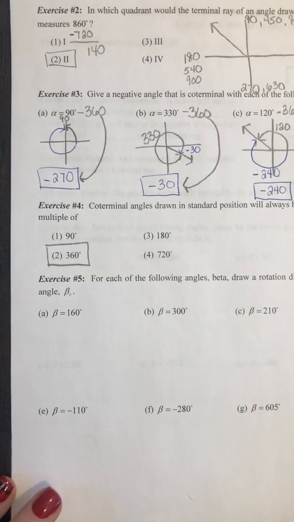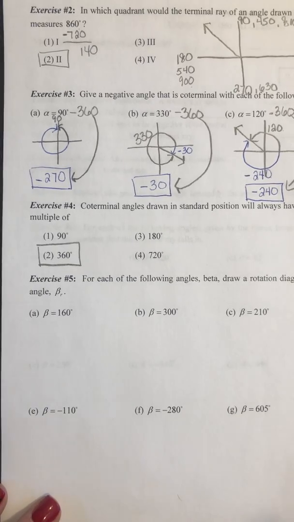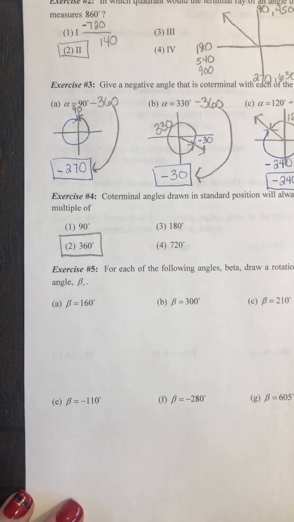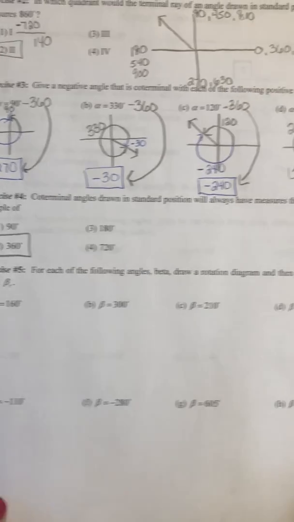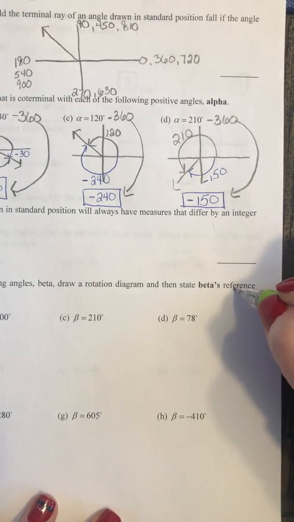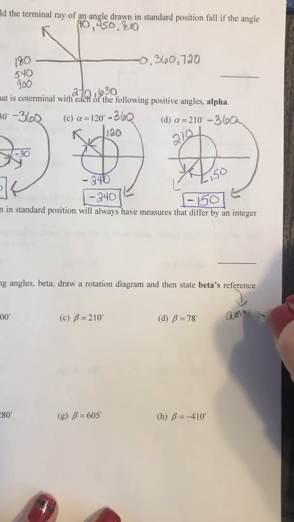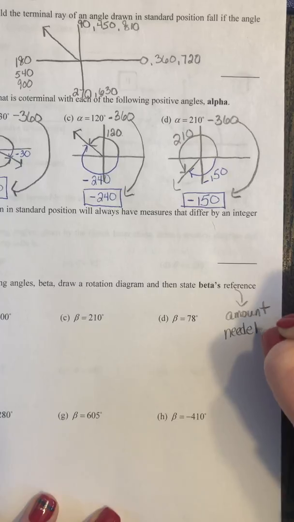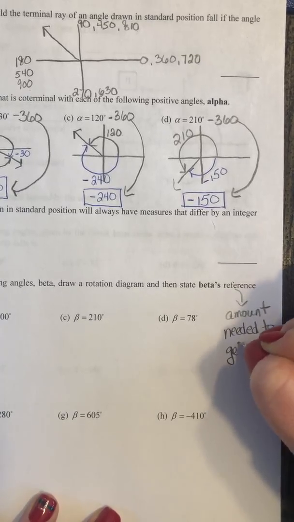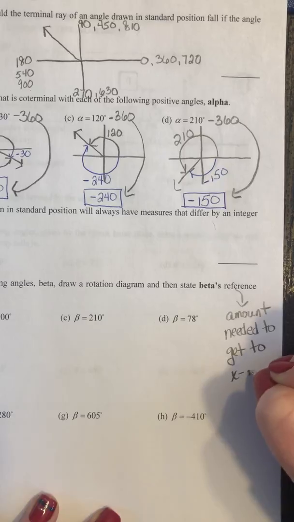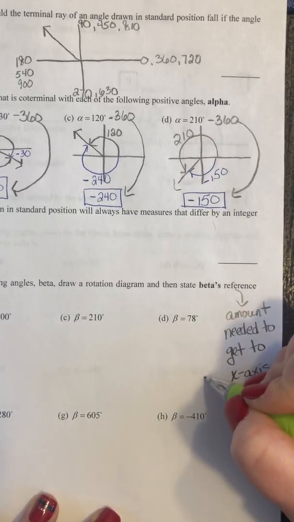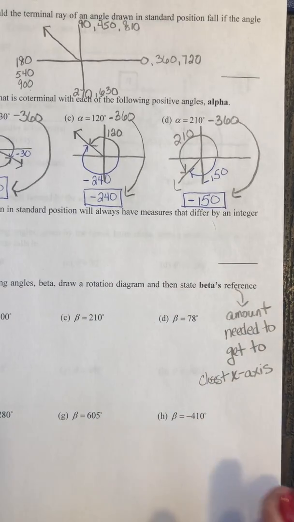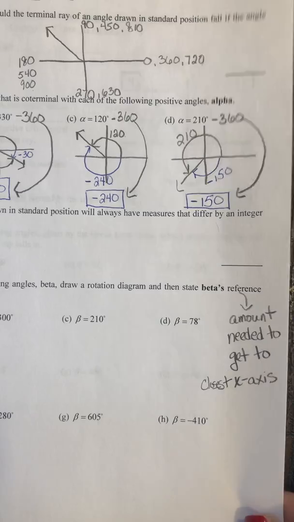Okay, number 5. For each of the following angles beta, this time it's a different Greek letter. If you prefer x, you can just change it to x. Draw a rotation diagram and then state beta's reference angle. So remember, the reference angle means the amount needed to get to the x-axis. I should say to the closest x-axis. Okay, not to any axis, but specifically to the x-axis.